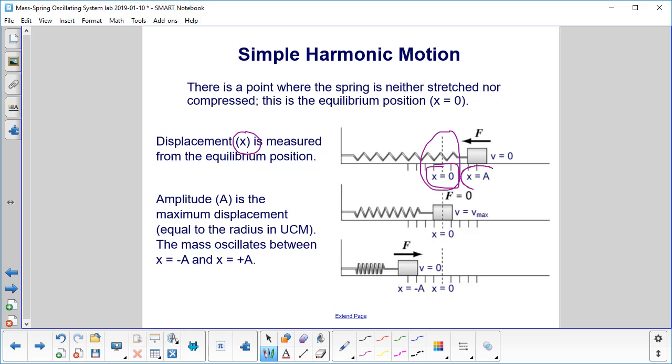Amplitude, that is where x is equal to capital A, is the maximum displacement. And continuing our comparisons to uniform circular motion, that would be the radius of the circle. The mass will oscillate between A and minus A. So let's erase this, and we would start it here. It would come over to here, where x is minus A, which is shown here. Then it would come on back to x equals A for a full period.